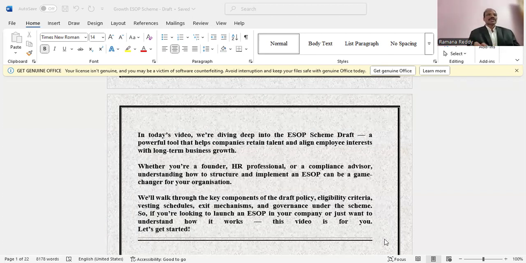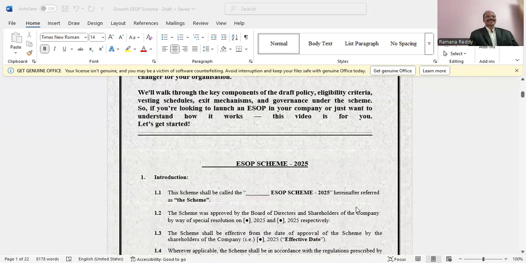So we'll walk through the key components of the draft policy: eligibility criteria, vesting schedules, exit mechanisms, and governance under the scheme. It will take a long time because we have to discuss in detail. So if you are looking to launch an ESOP in your company, or just want to understand how it works, this video is for you. Let's get started.